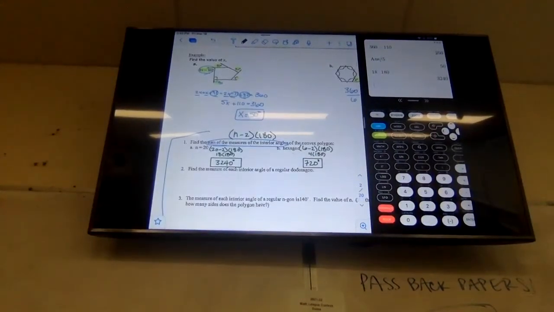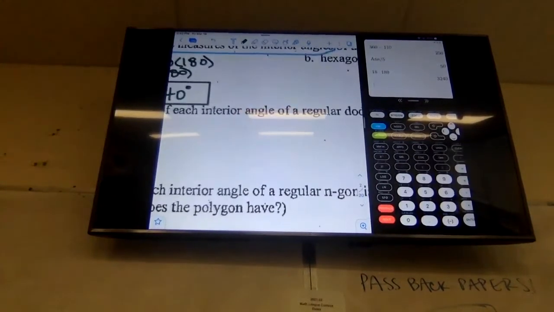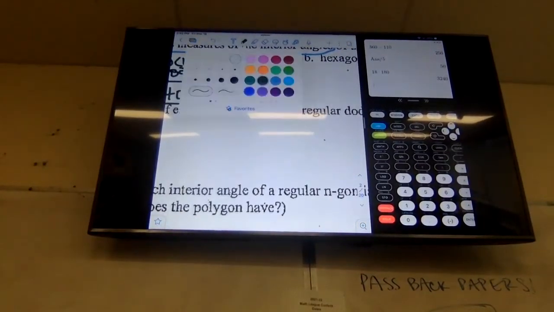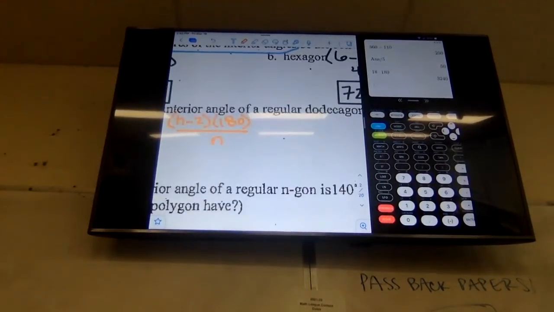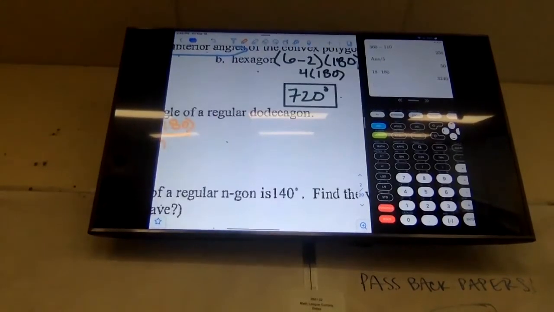Everybody okay with that? Okay, the next one says find the measure of each interior angle of a dodecagon. How do I find each interior angle? Which formula do I use there? N minus 2 times 180 over n. Good. So we have to do the sum and we have to divide it by how many sides there are. How many sides? Dodecagon. Does anyone remember what that prefix dodeca is? 12.